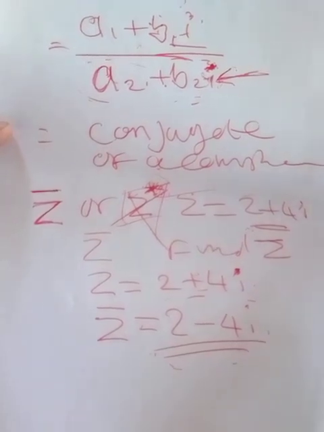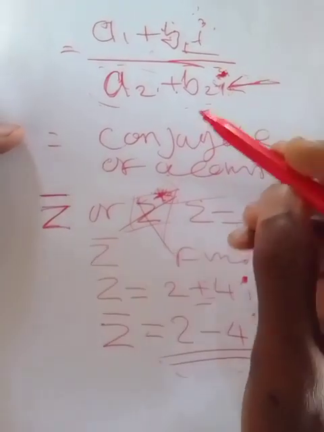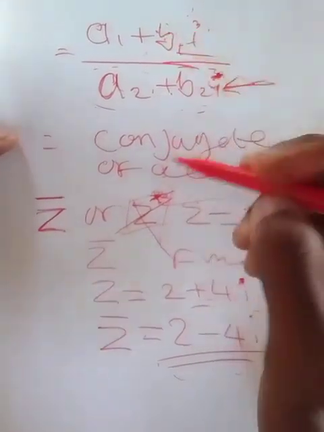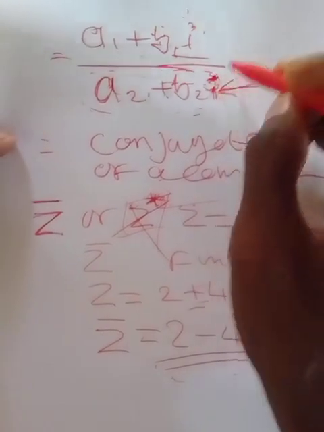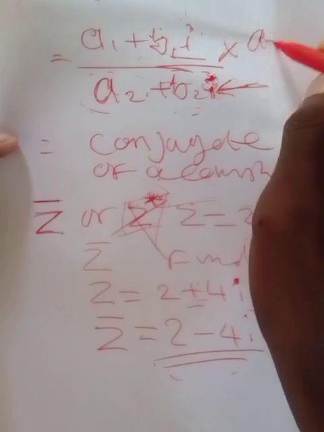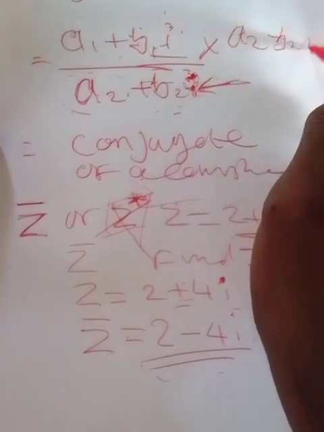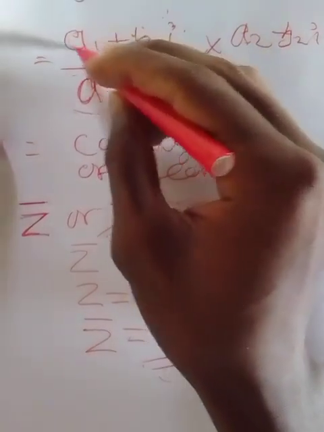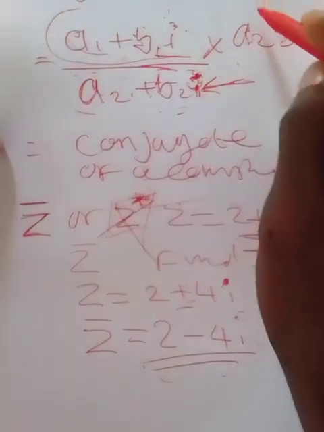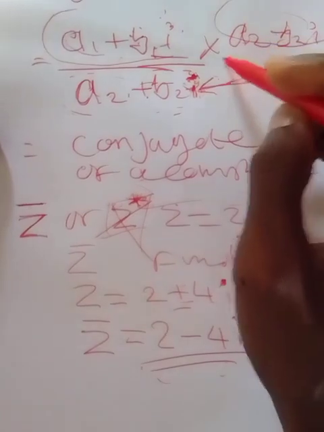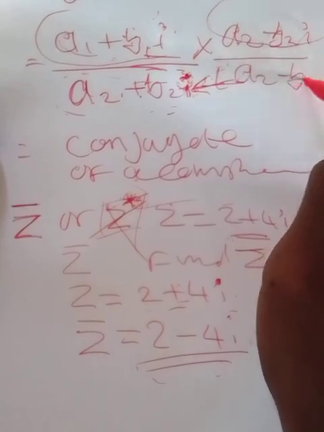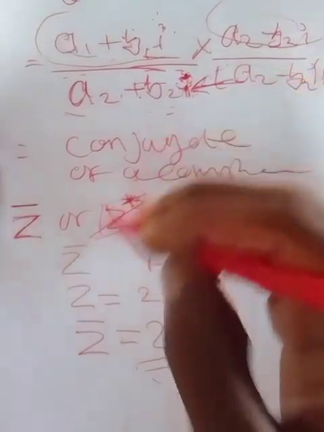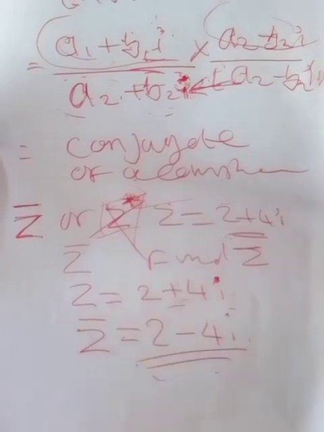Like I showed you, for this one here, the conjugate, you're going to change the sign, that is a plus b i. So you're going to multiply by a minus b i. You multiply the numerator with the conjugate, and the same conjugate you also multiply with the denominator. I'm not going to solve a realistic example right now. I'm just trying to give you a bigger picture so that you can understand everything.